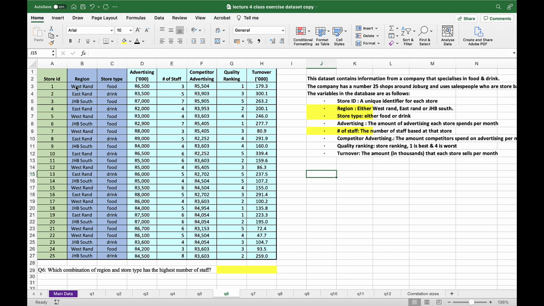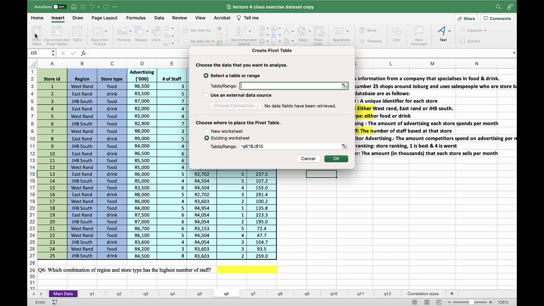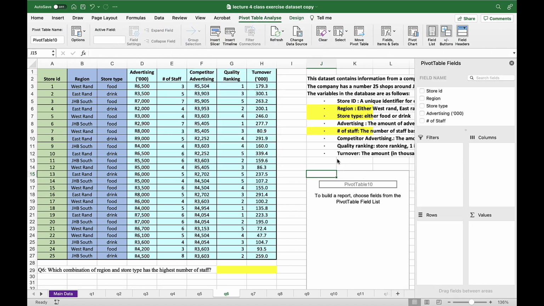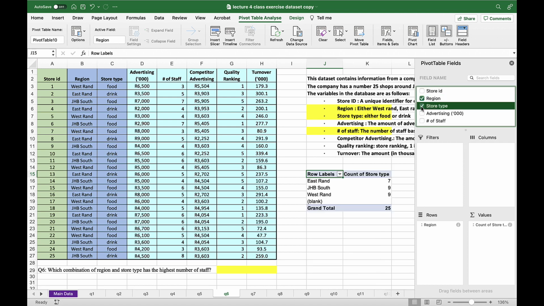Let's do the pivot table. So we say insert pivot table, and then we need to highlight the range we're looking at. So I'm going to highlight the whole table, and I say OK, and it now gives us the pivot table, but I need to tick the areas I'm looking for, those three yellow things: the region, the store type, and the number of staff. And now it's giving me some form of information, but it's not exactly what I want, because I'm looking for a combination of region and store type. Here I've got a row of region, but I also want the store type.